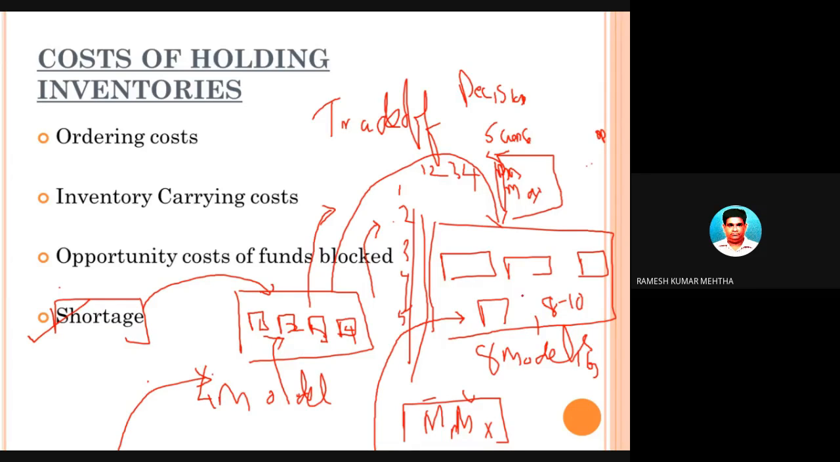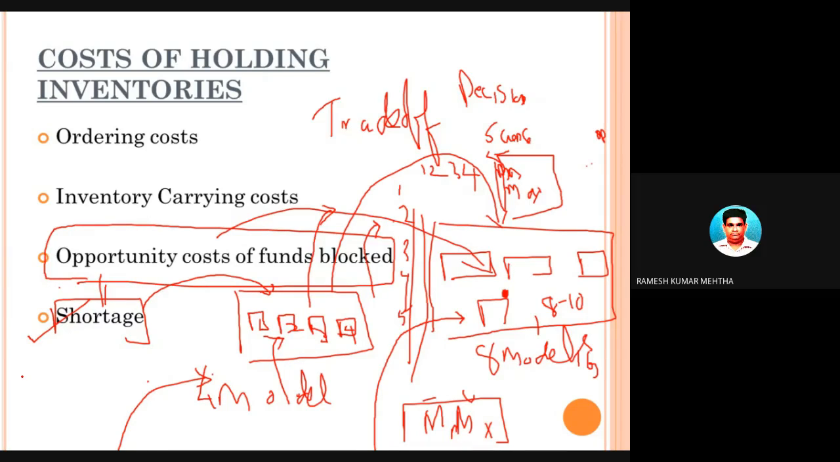At the same time, if you are investing too much in too many models, what is happening? Your money is getting blocked. So you are losing your opportunity cost of investing the same amount somewhere else. So these two go hand in hand. So how much you should have, how much you should not have, how much you should have minimum, what is the maximum, and what is the optimal. That is the objective.